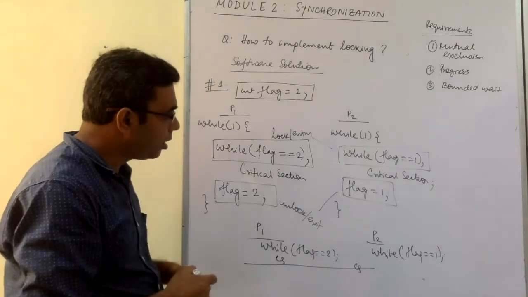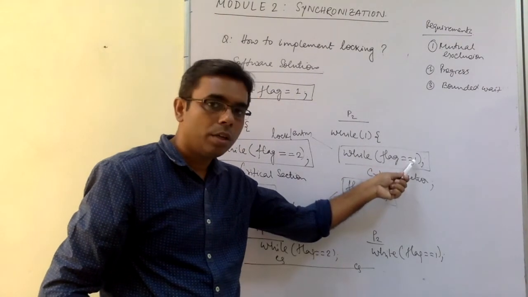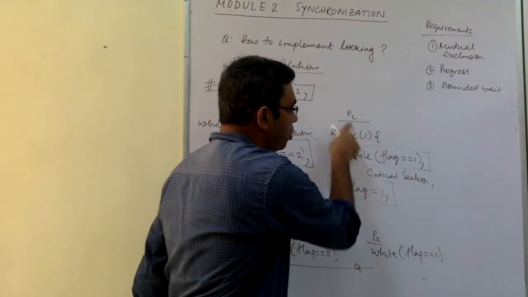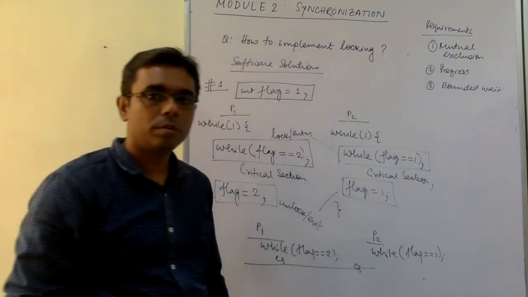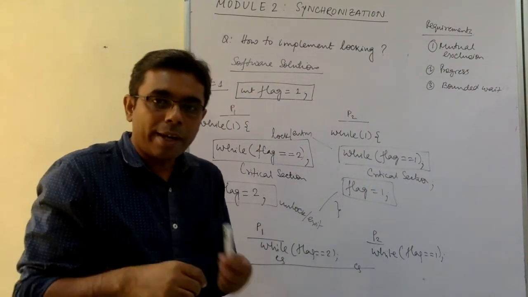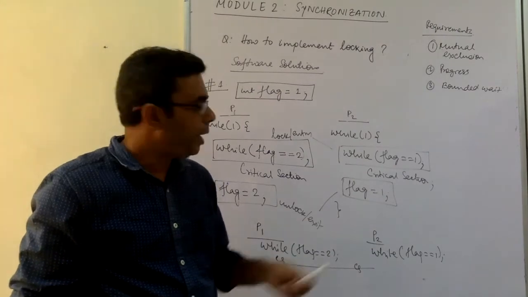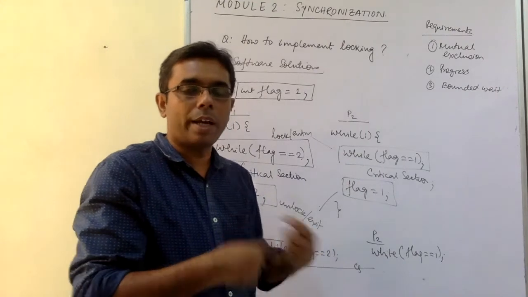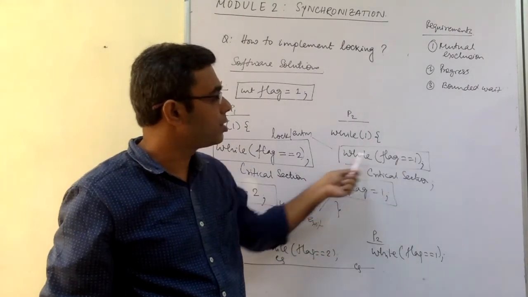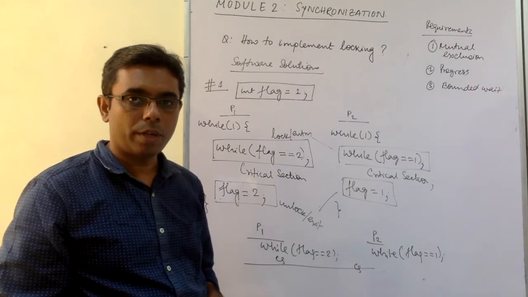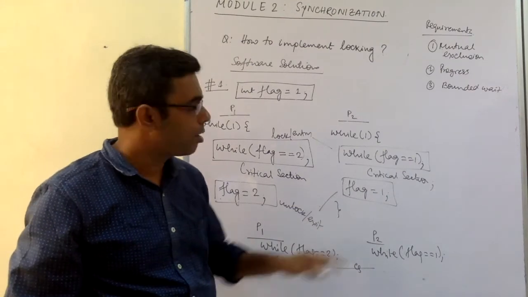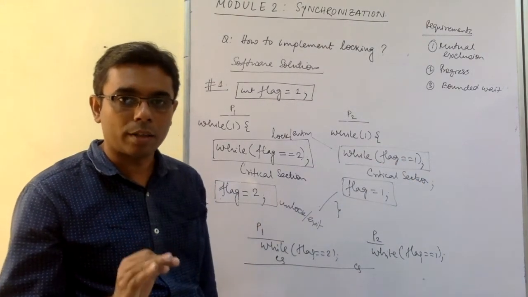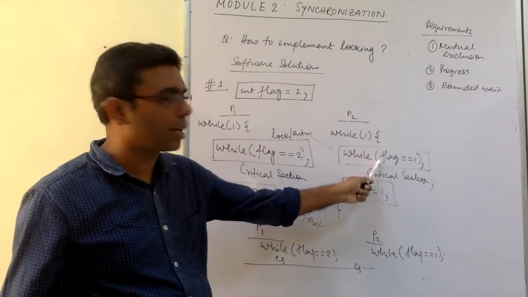Because flag is still 1, this condition is true, which means P2 will loop in this line. As long as flag remains 1, P2 cannot come out of this line. It will go on checking this and looping, again check and loop. So it will get stuck in this particular line, as long as flag is equal to 1.